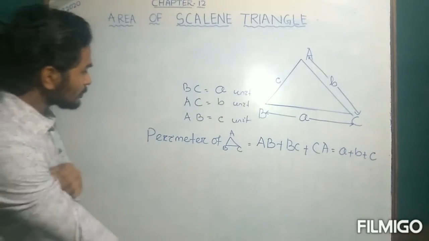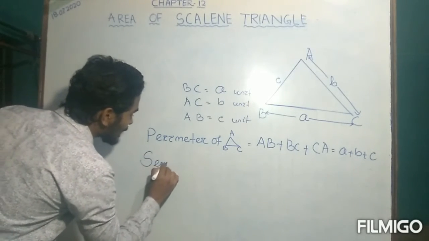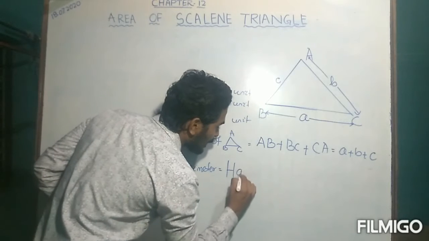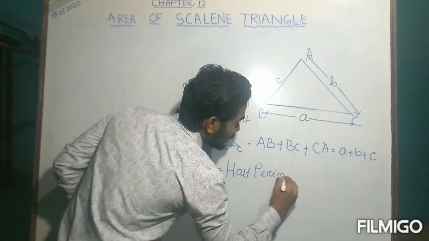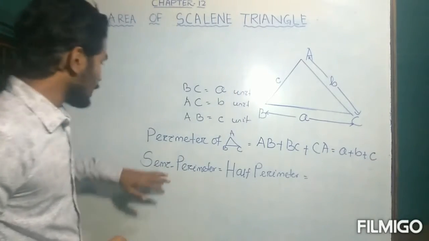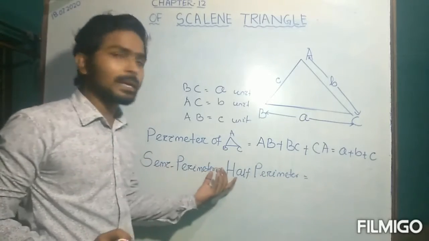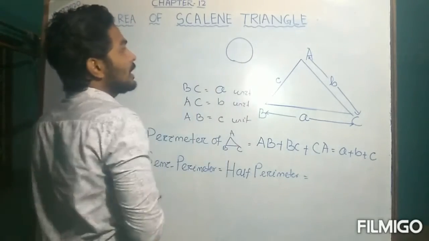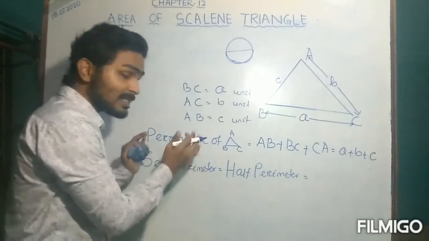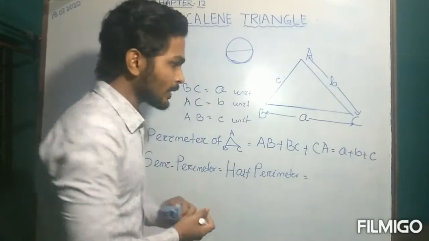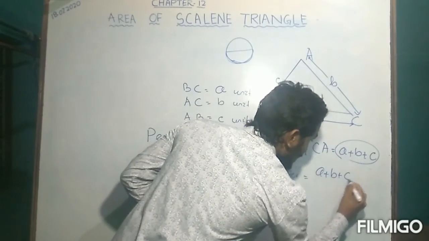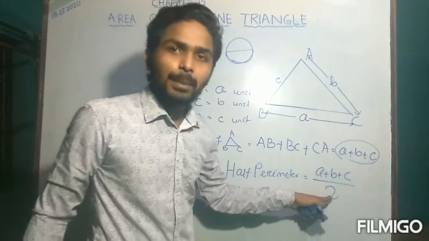Now we need to find the semi-perimeter, or you can say half perimeter. Suppose the perimeter is 30 cm, just suppose. So we need to find the half perimeter, or semi-perimeter. If it is a circle, then what is the semicircle? This is the semicircle. Similarly, if this is the perimeter, we need to find the semi-perimeter, that is half of the perimeter. If the perimeter is a plus b plus c, then its half is a plus b plus c divided by 2. This is the half perimeter.